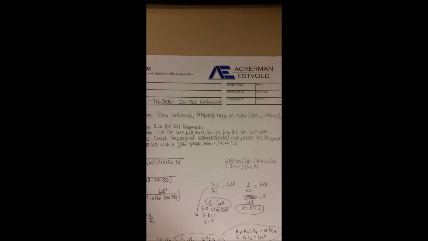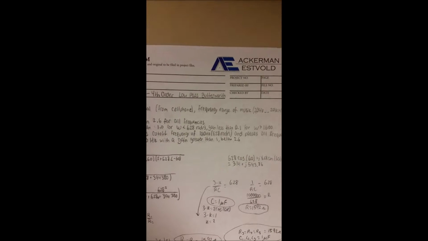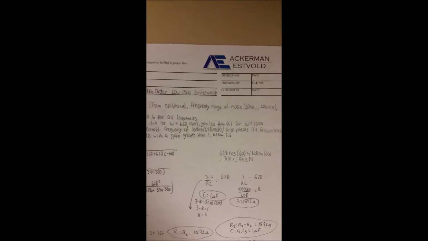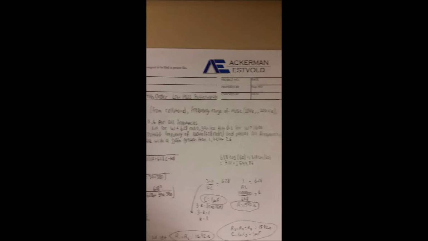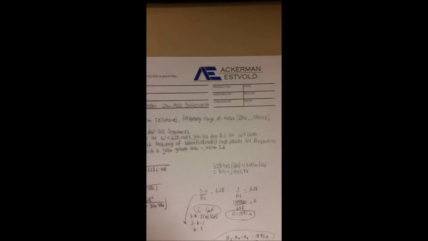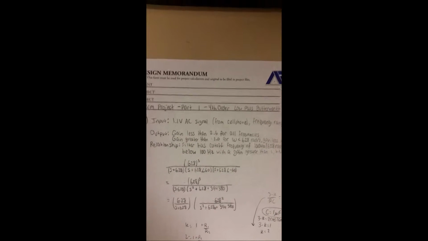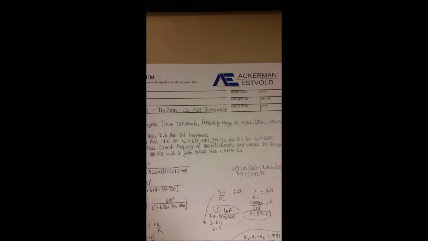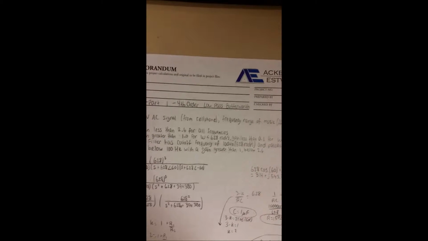For any frequency that's less than 100 hertz, also less than 628 radians per second, we're going to try and dip down to a gain of less than 0.1, especially when it hits about the 1600 mark for radians per second. Our filter is supposed to have a cutoff frequency of 100 hertz, 628 radians per second. It's supposed to pass all frequencies below 100 hertz with a gain greater than 1, but below 2.6.